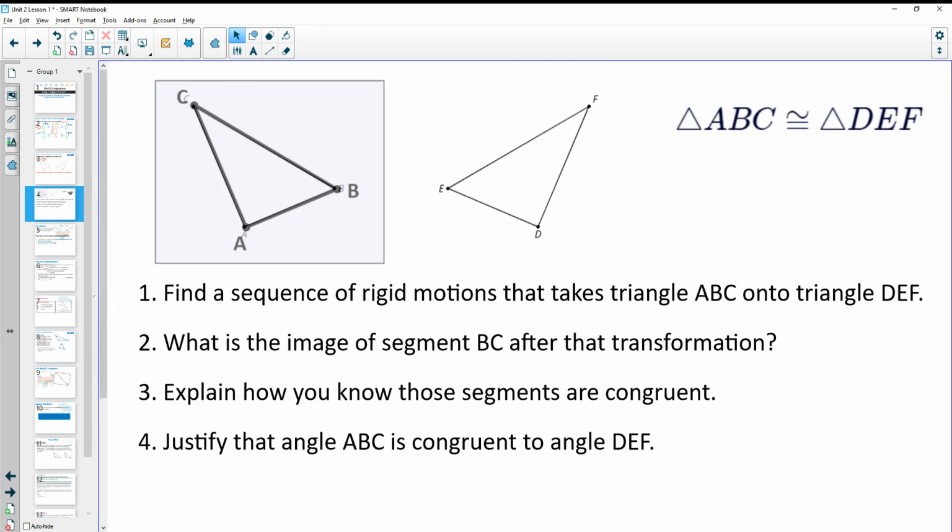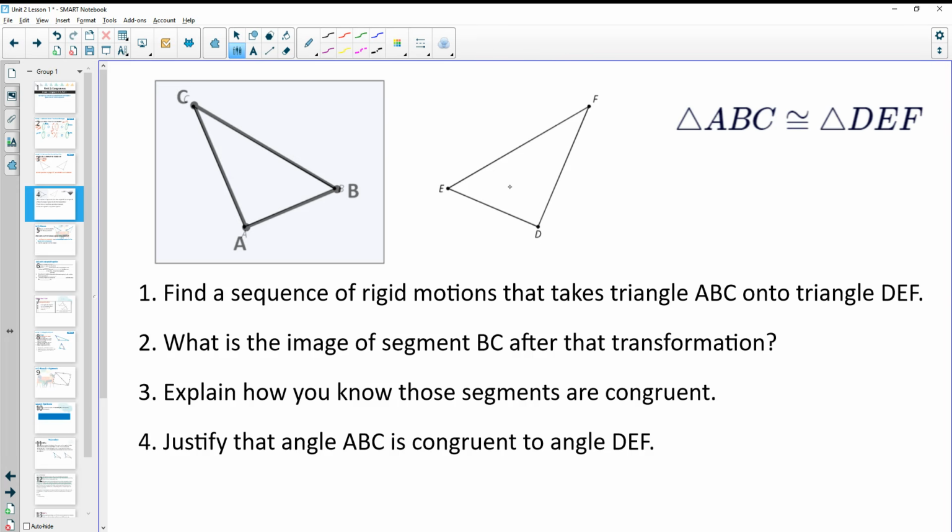So these are the questions that were on page 171. It says, find a sequence of rigid motions that takes ABC to DEF. There's a lot of different ways that you could accomplish this. So just because I say it or don't say it, don't worry. That doesn't mean that your answer is wrong if it's not the same as mine.